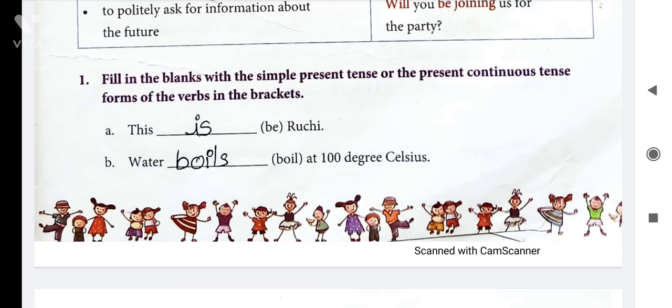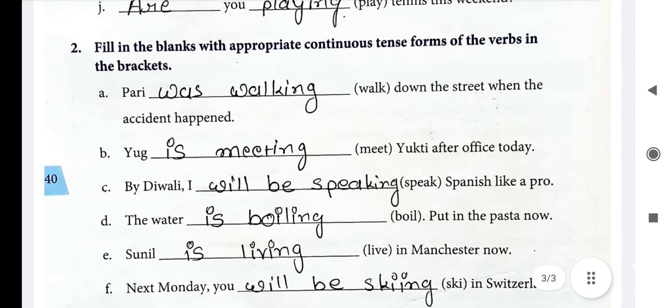Number 1 is to fill in the blanks with the simple present tense or the present continuous tense. We have to write according to the sentence, according to the event, according to the tense. In the second exercise, again fill in the blanks with appropriate continuous tenses. In this exercise, we are not going to write about any simple tense, but continuous tenses according to the event.